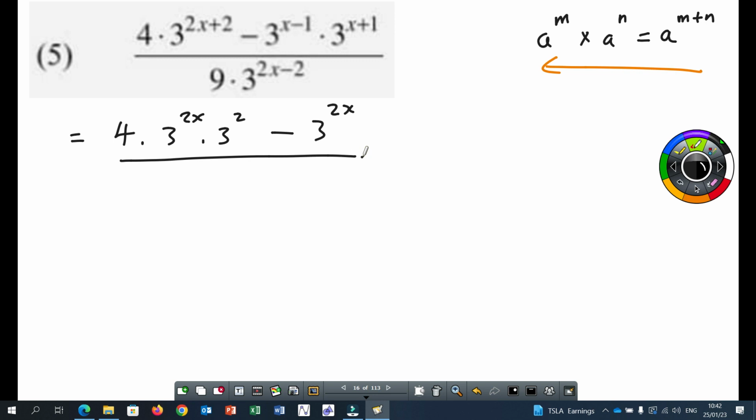Are you following that? Yes. I have used law 1 here because I'm multiplying two bases that are the same. I did that so that I can simplify that exponential term. It's a product of two exponential terms, but I can combine it into one.